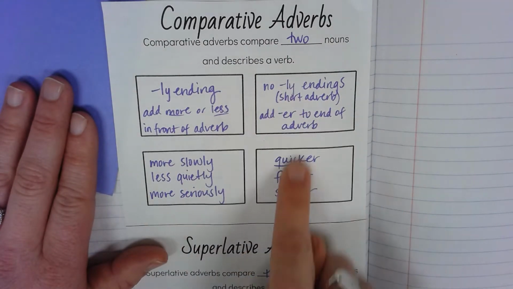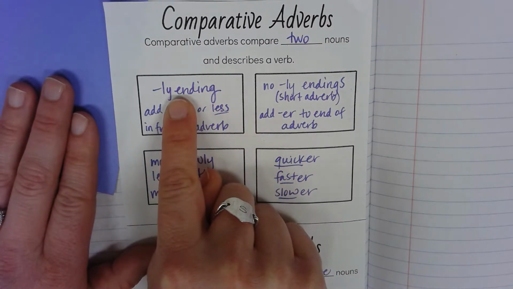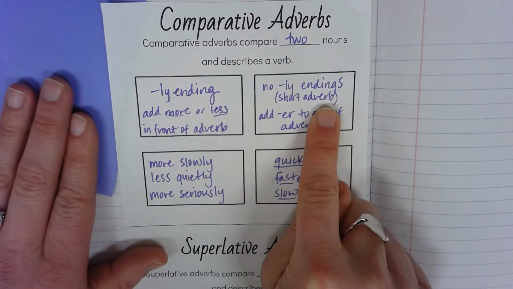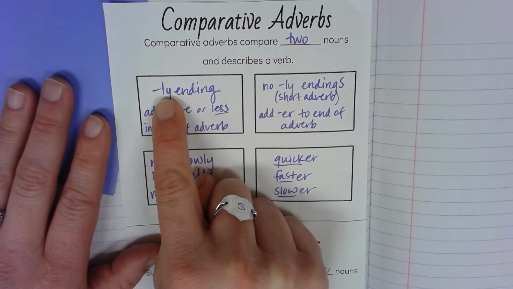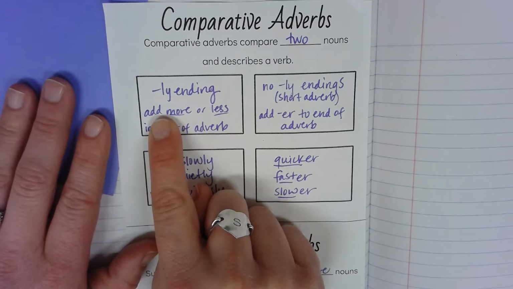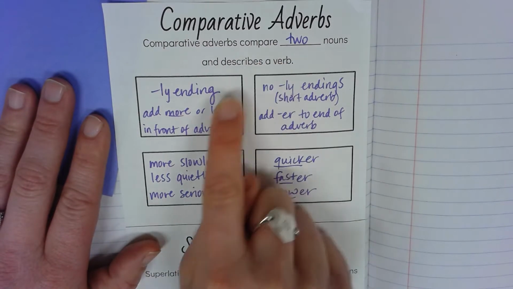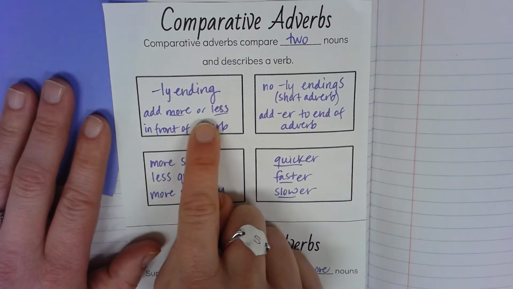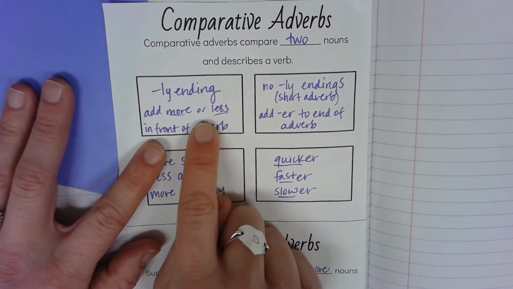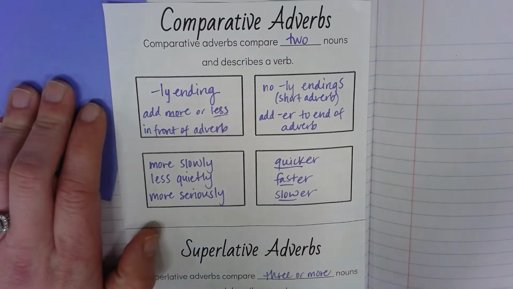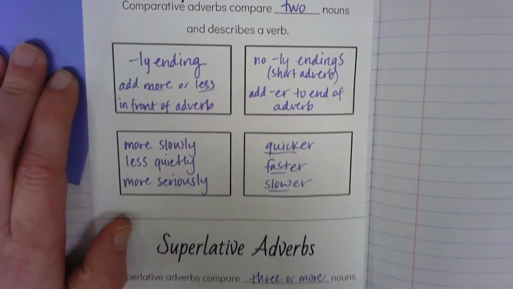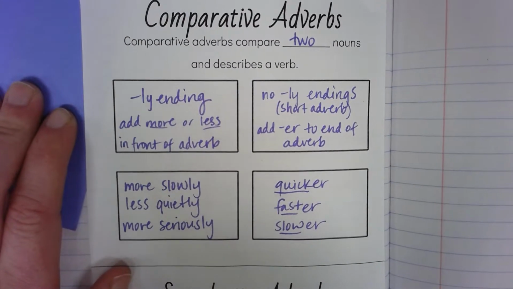So we only have two rules that we follow: ly ending adverbs and not ly ending adverbs. If an adverb ends with ly, when you're comparing two things, you're going to add the word more or less in front of your adverb. It depends on the situation. If you're talking about more of something or less of something, obviously you'll have to determine that. But you're just going to add the word more or less in front of the adverb.